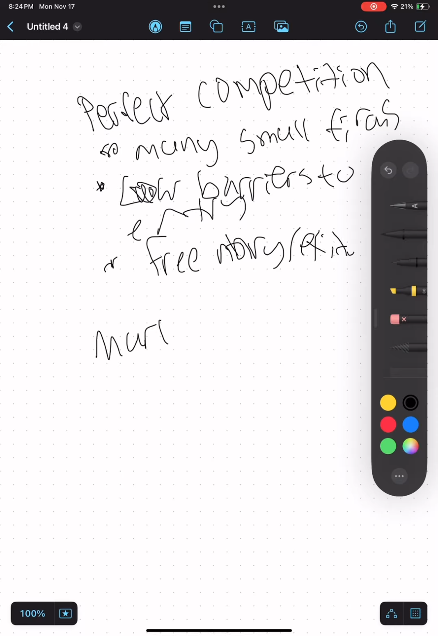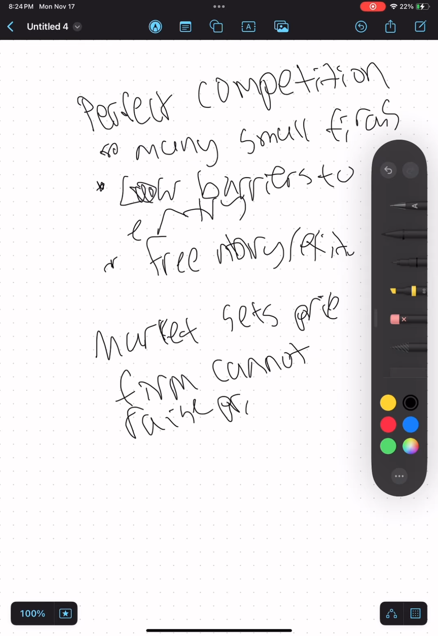So this means that the market sets its own price, which means that the firms cannot raise the prices. A good example of perfect competition is a farm.